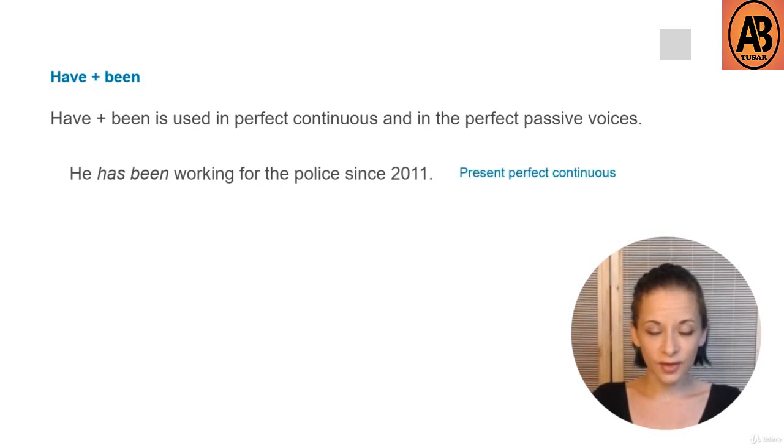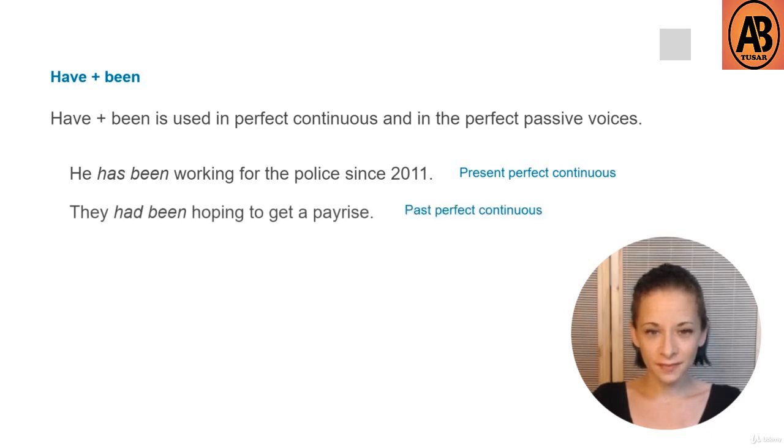He has been working for the police since 2011. Here, this is the present perfect continuous. Has been working. They had been hoping to get a pay rise. This is the past perfect continuous. Had been hoping.